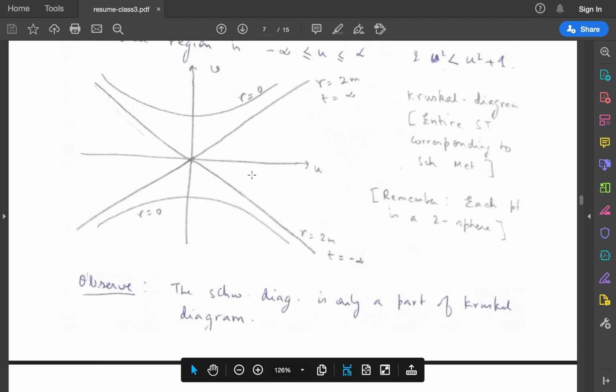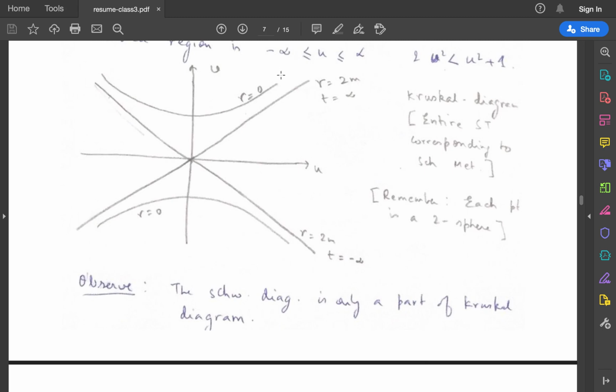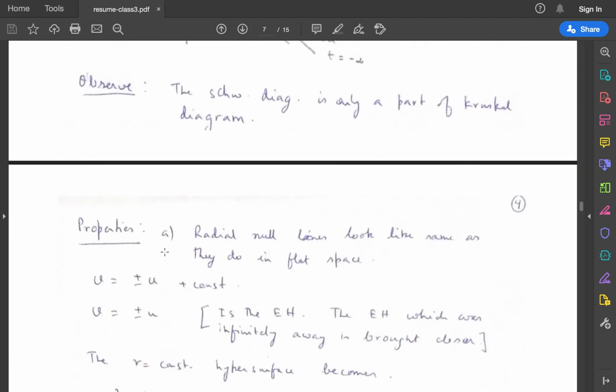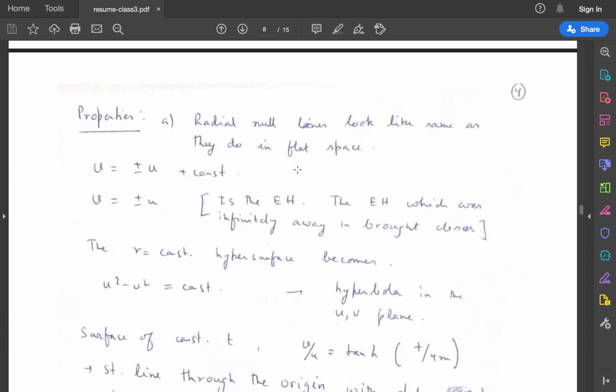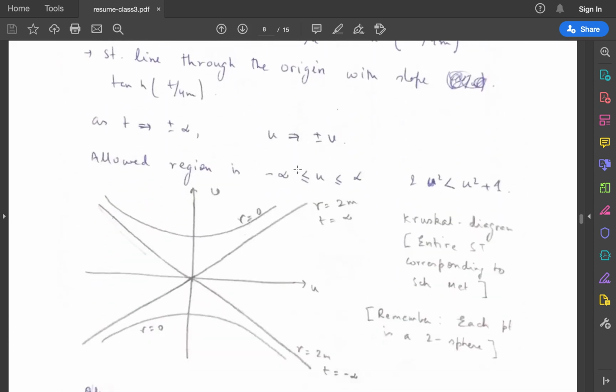Let us now check. Only this part was available to us in the Schwarzschild coordinates. However, we have got this part, this part, this part, and what are these parts? Let us now check and see what information we get.